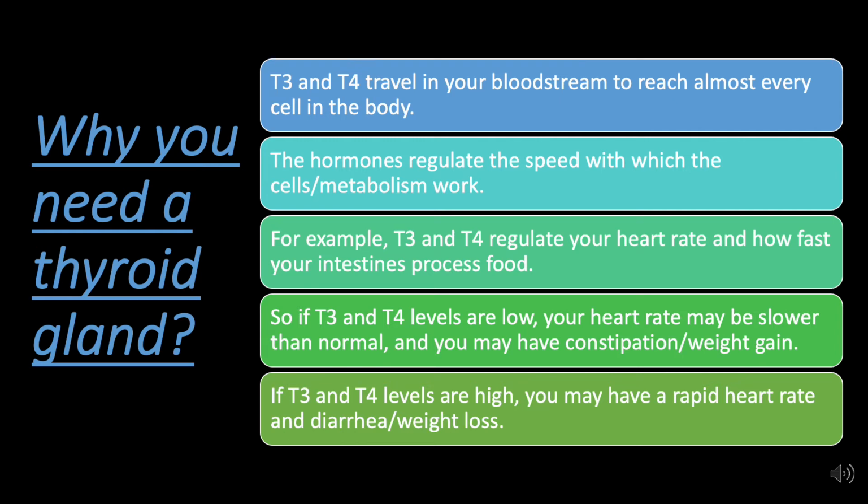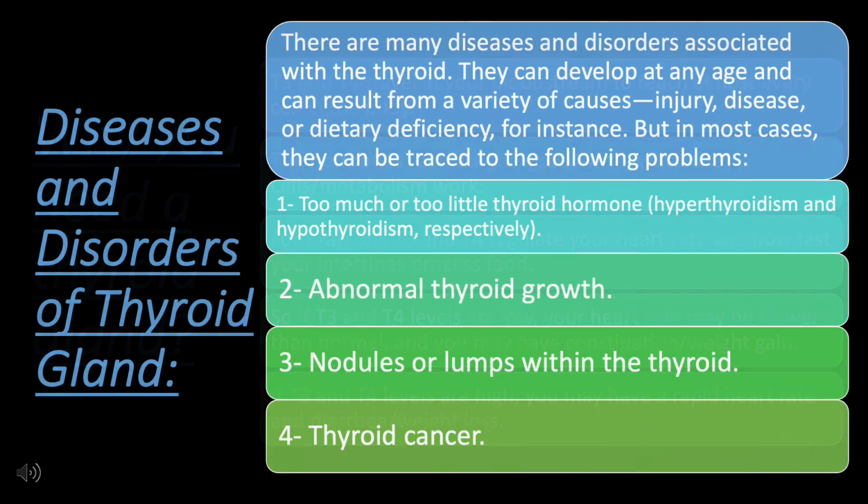So if T3 and T4 levels are low, your heart rate may be slower than normal, and you may have constipation and weight gain. If T3 and T4 levels are high, you may have a rapid heart rate, diarrhea, and weight loss. Diseases and disorders of the thyroid gland.